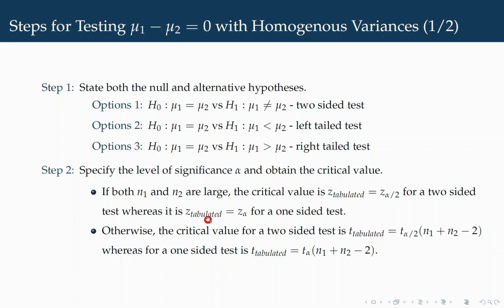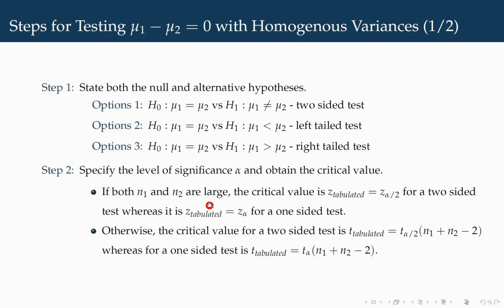Otherwise, if the sample sizes are not both large, the critical value for a two-sided test is going to be determined based on that of a t distribution. So the critical or tabulated value is t alpha over 2 with n1 plus n2 minus 2 degrees of freedom. This is for a two-sided alternative hypothesis or a two-sided test. For a one-sided test, we need to consider t alpha with n1 plus n2 minus 2 degrees of freedom.